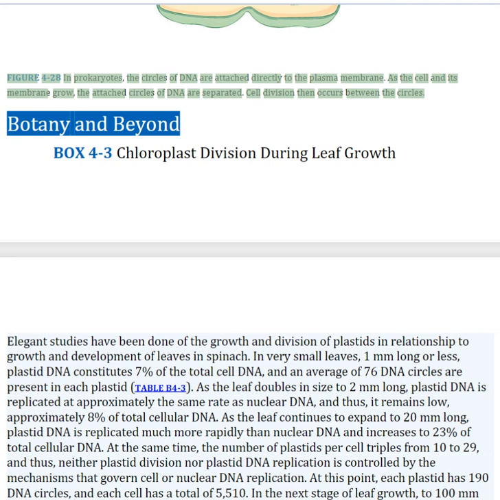Figure 428. In prokaryotes, the circles of DNA are attached directly to the plasma membrane. As the cell and its membrane grow, the attached circles of DNA are separated. Cell division then occurs between the circles.